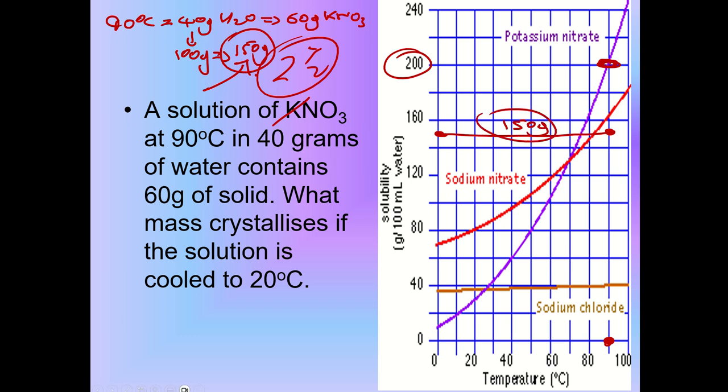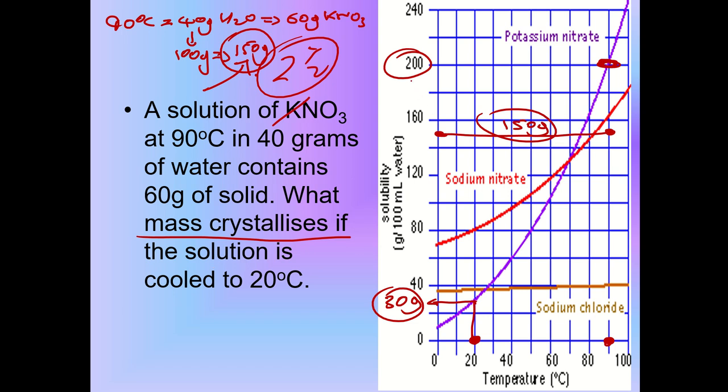So this is an unsaturated solution that we are starting off with. It then says we cool this down to 20 degrees Celsius. Okay, so at 20 degrees Celsius, with our purple line, we can dissolve 30 grams of the solid. And it asks us what mass of solid crystallizes out. So what mass of solid crystallizes out?